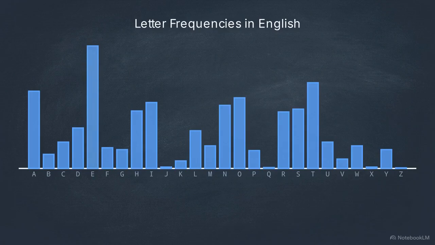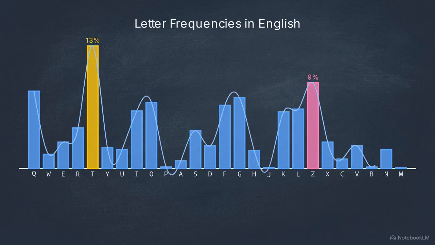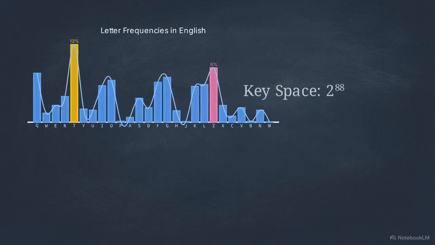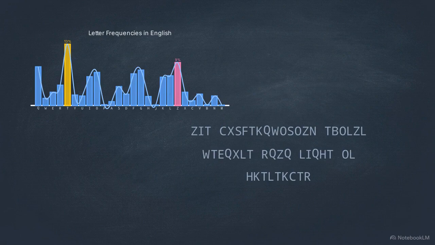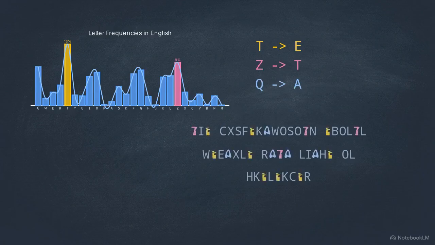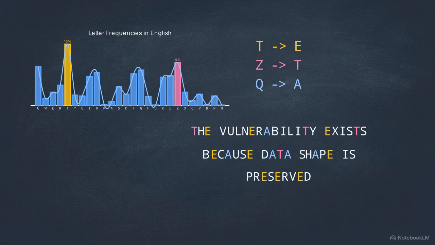The letter E makes up approximately 13% of all characters in a typical English sentence, followed by T at roughly 9%. When you apply a substitution cipher, you only swap the labels. The shape of the data remains untouched. An attacker does not have to guess 2 to the 88th power keys. They simply count the characters in the ciphertext. The character that appears 13% of the time is E. Mapping the highest frequencies to E, T, and A immediately unravels the cipher. The massive key space is bypassed entirely through statistical analysis.